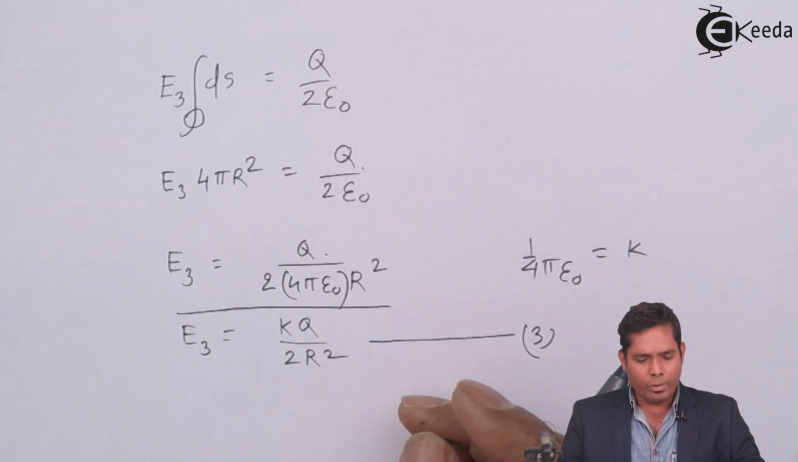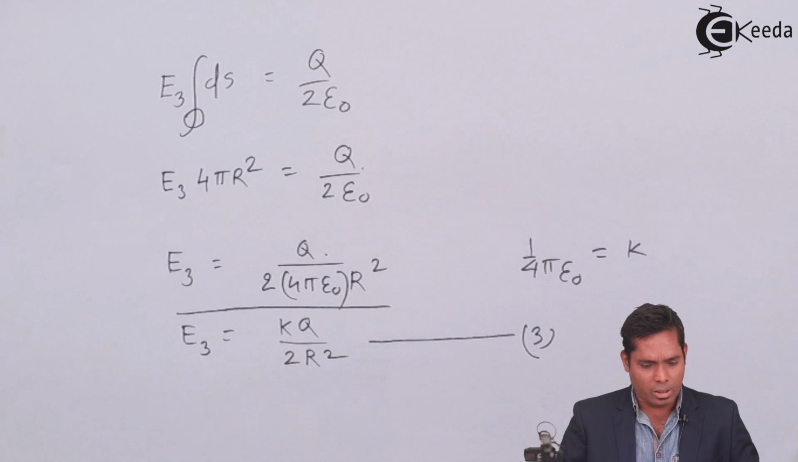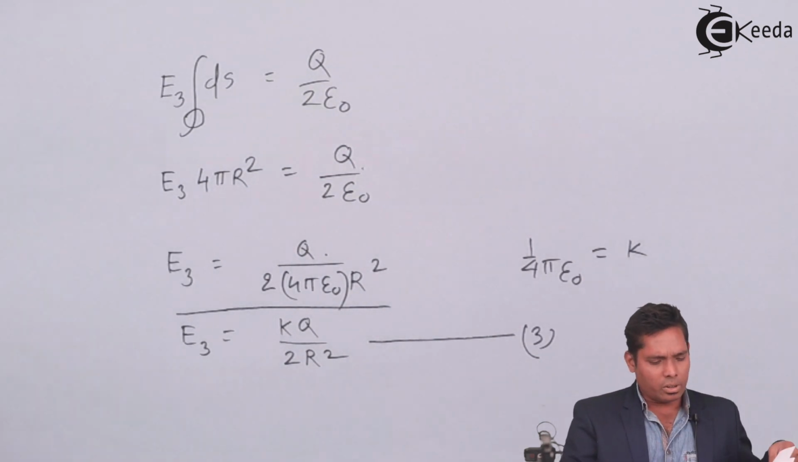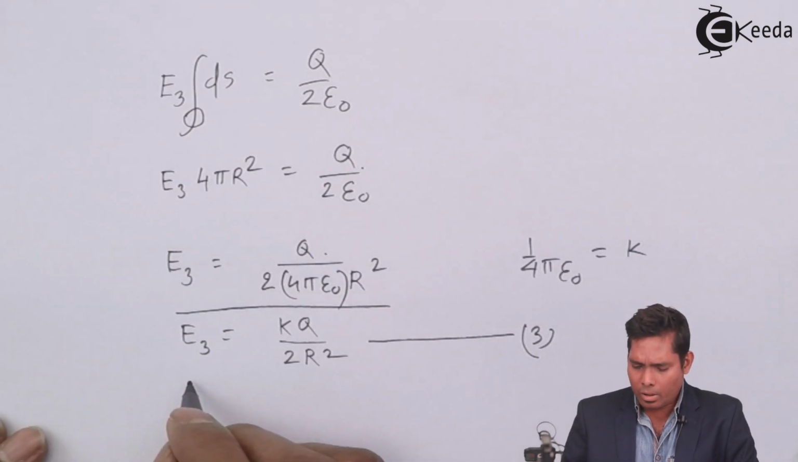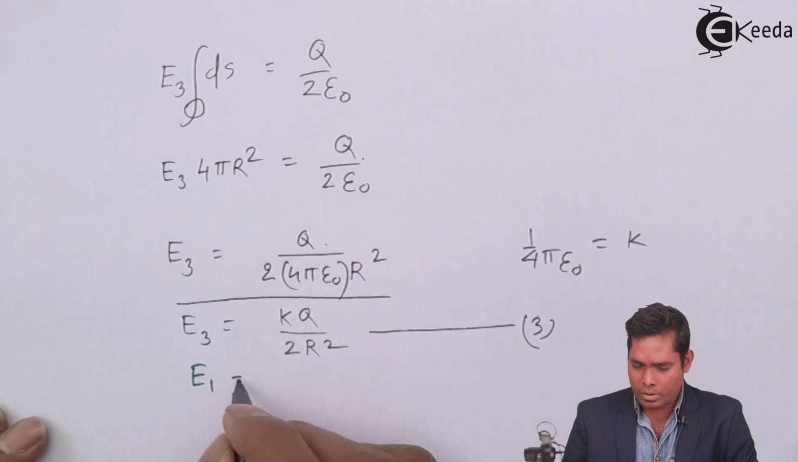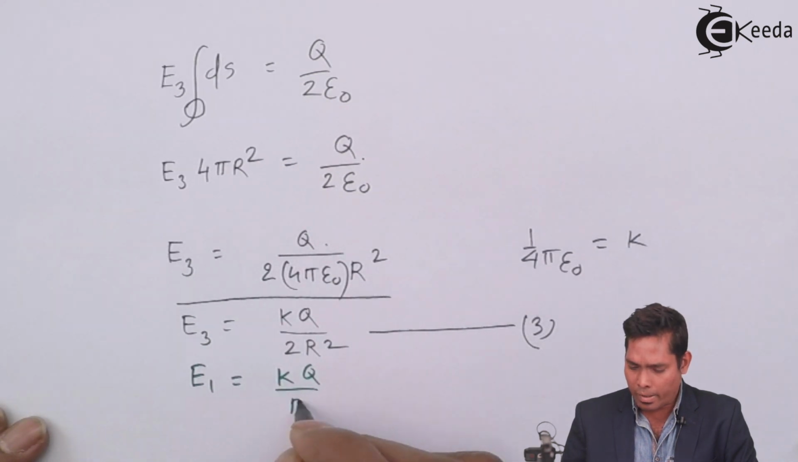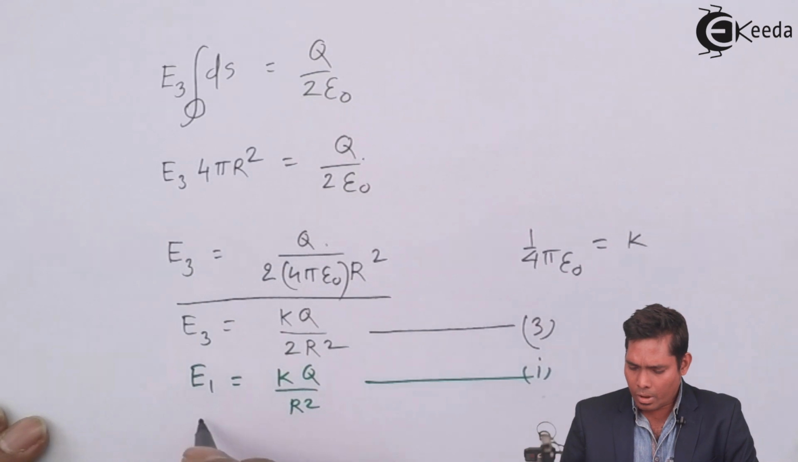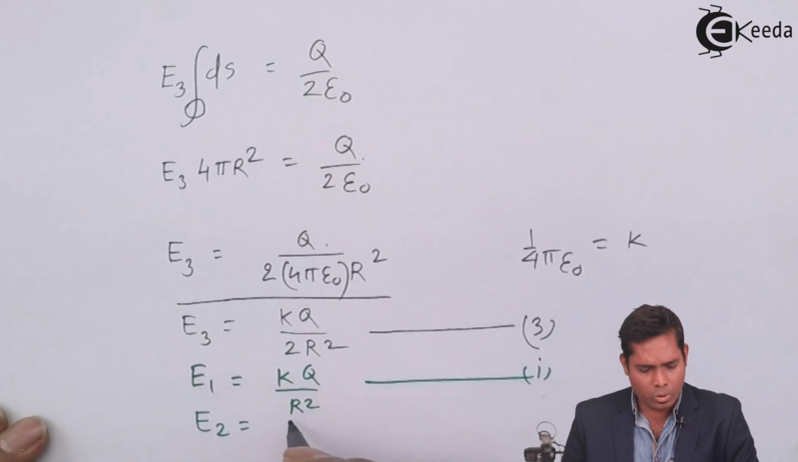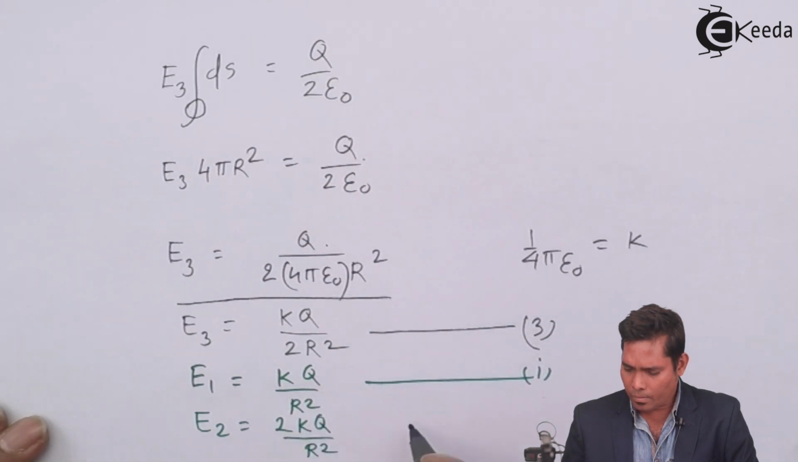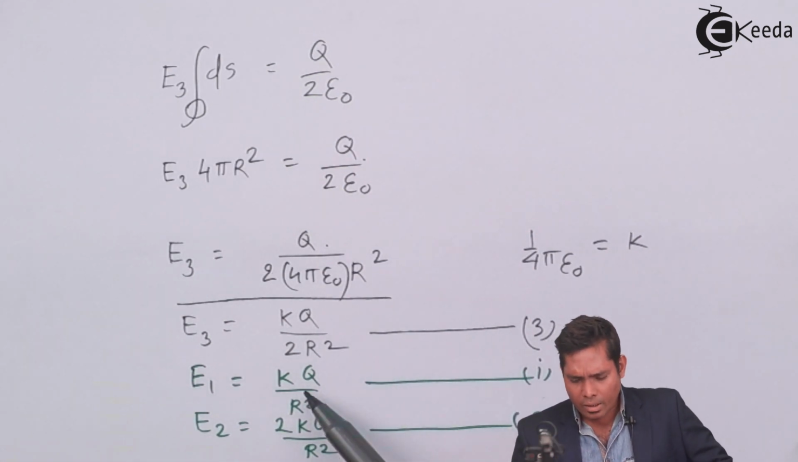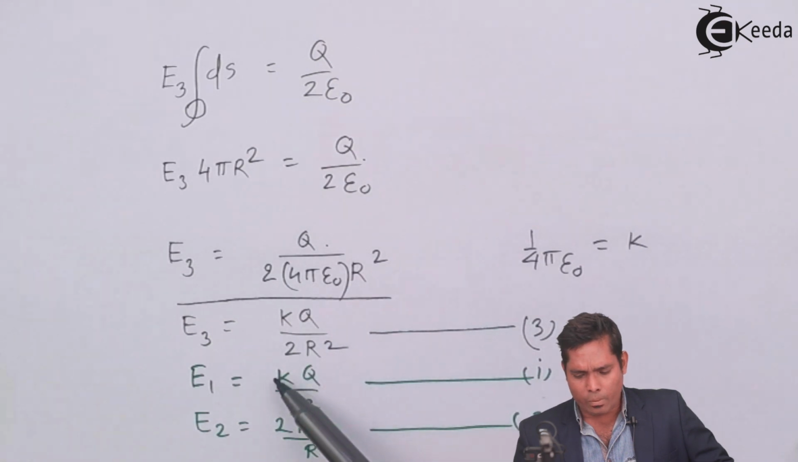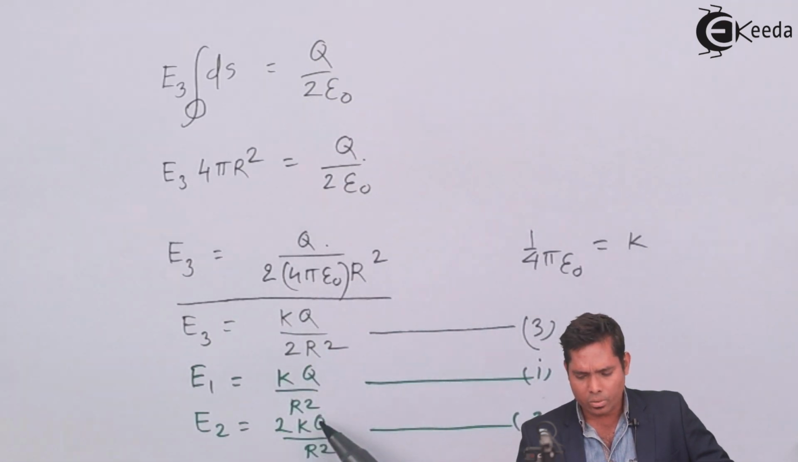Now we'll write all those 3 equations that we have got so far. The equation number 1 was kq divided by r square. Equation number 2 was 2kq upon r square. You can see here that kq by r square is here, and kq by r square is here also, and kq by r square is here also.